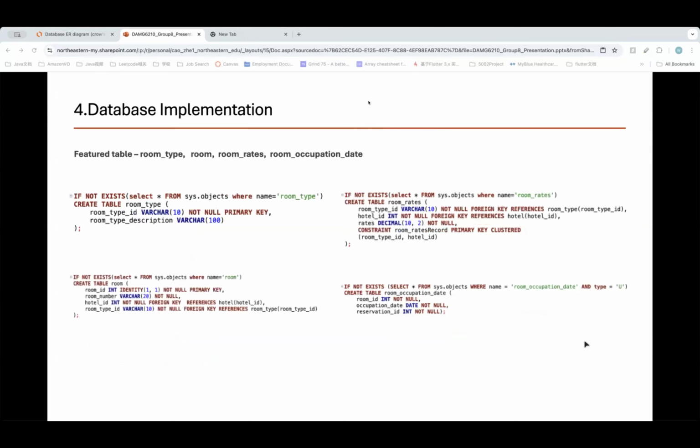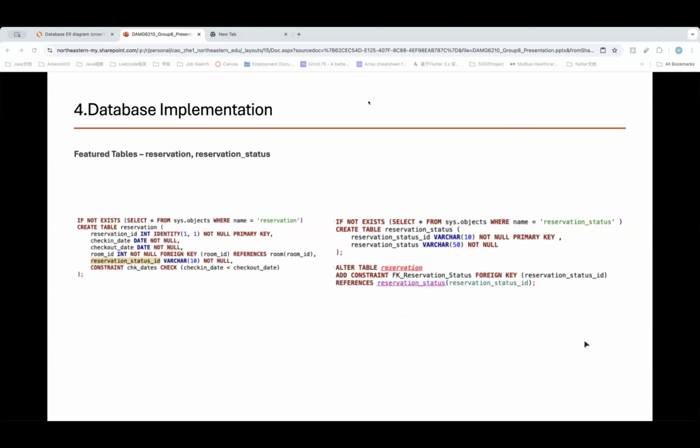Next, please. We create a table to manage room information. The room rates table is linked to hotel and room type through foreign keys, while using a composite primary key to check room rates for specific room types in different hotels. We use a clustered primary key because range queries over them are faster due to sorted storage. Next, please.